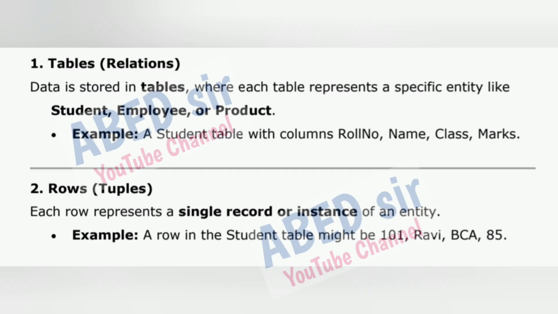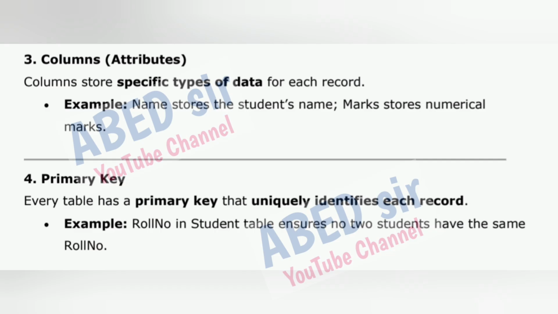Example: a student table with columns roll no, name, class, marks. 2. Rows, tuples. Each row represents a single record or instance of an entity. Example: a row in the student table might be 101, Ravi, BCA, 85. 3. Columns, attributes. Columns store specific types of data for each record. Example: name stores the student's name, marks stores numerical marks. 4. Primary key. Every table has a primary key that uniquely identifies each record.